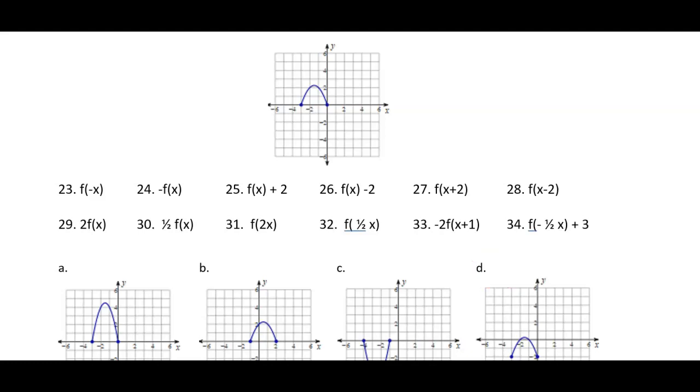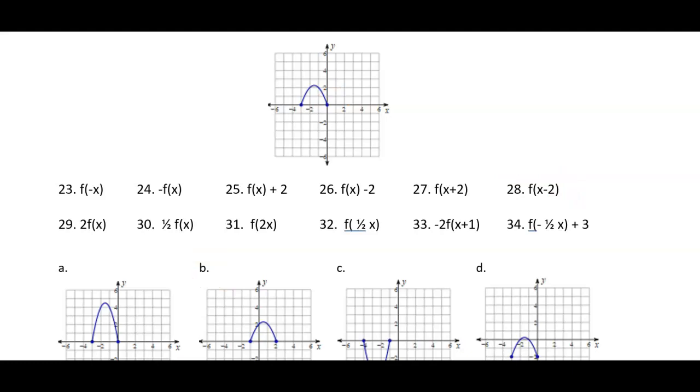Let's go ahead and take a look at number 28. When you subtract a number on the inside, that shifts it to the right, and it's shifting it to the right 2 spaces. So that would look something like this if I were to shift it over to the right 2 spaces. And I can see that that's option B there.